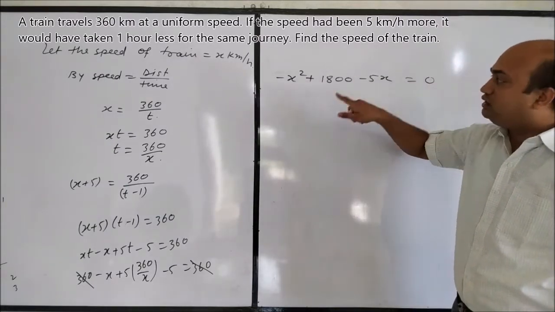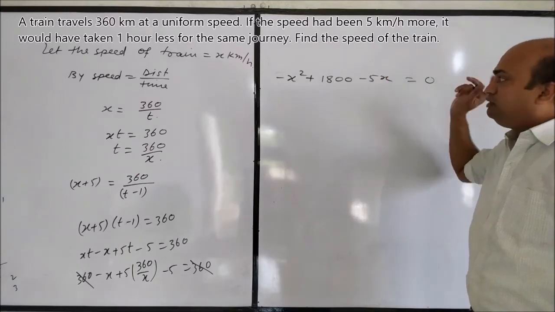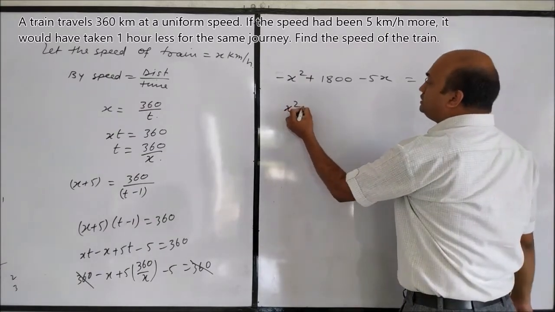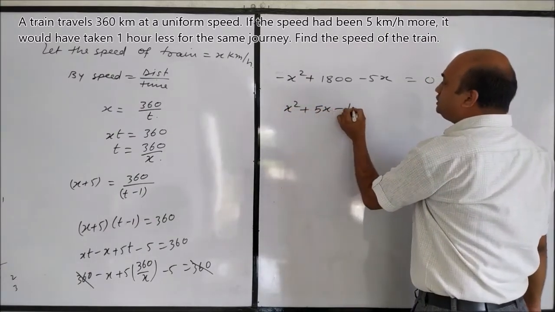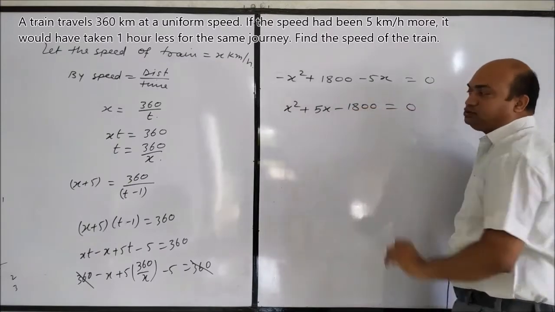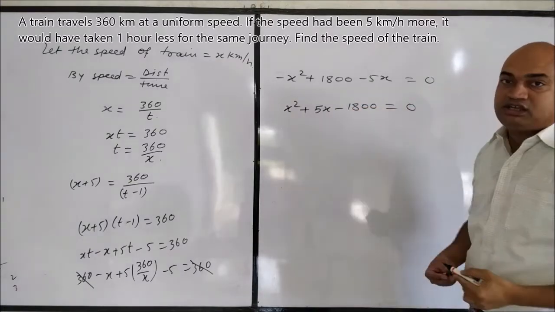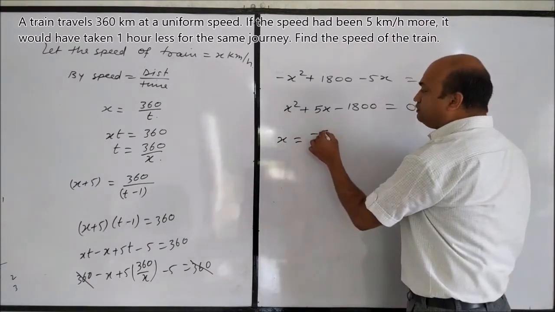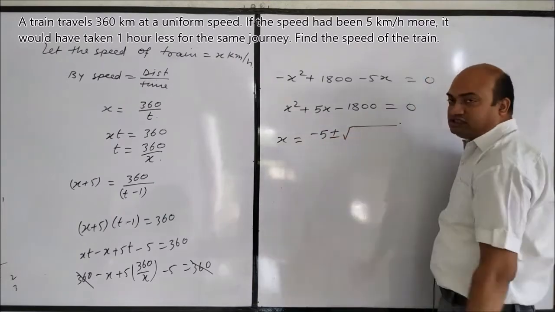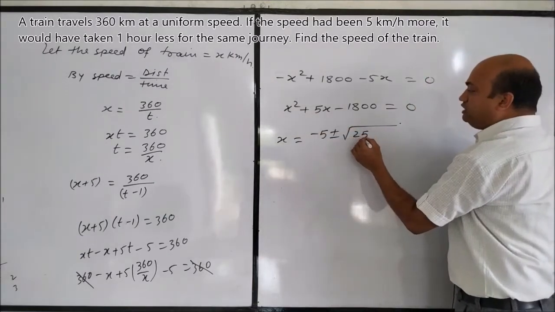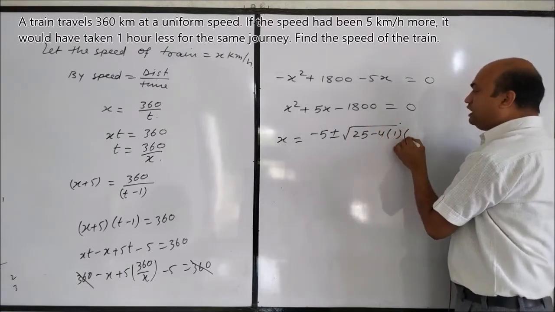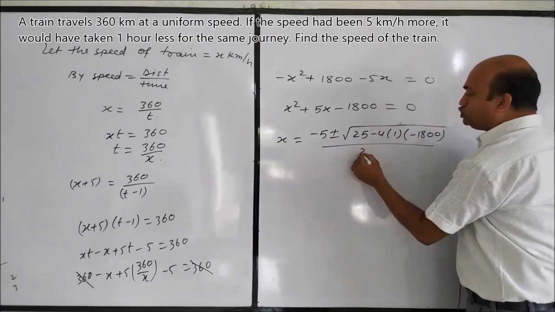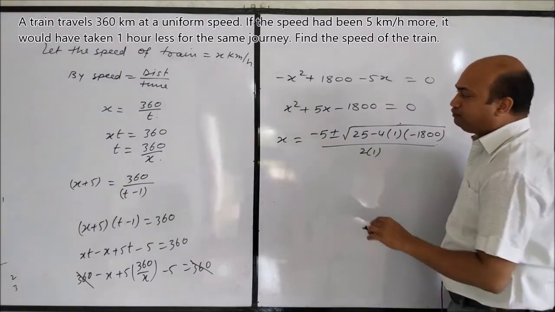The x in the denominator we cross multiply to 0, and it will become 0. All the terms we multiply by minus sign, and we get x square plus 5x minus 1800 is equal to 0. This is a quadratic equation that can be solved by the formula method. x equals minus b, that is minus 5, plus minus under root b square, that is 5 square, 25, minus 4ac, where a is 1 and c is minus 1800, upon 2 into a, where a is 1.